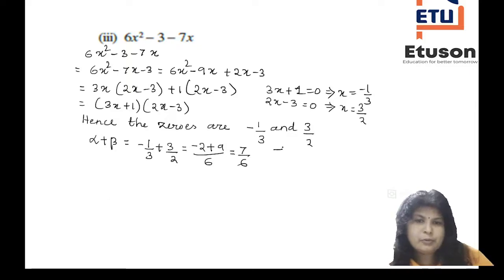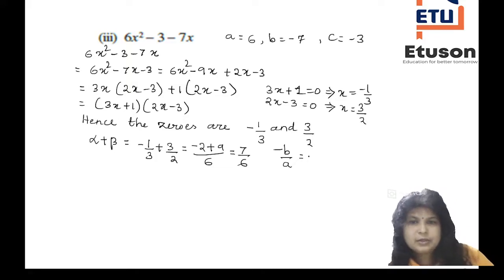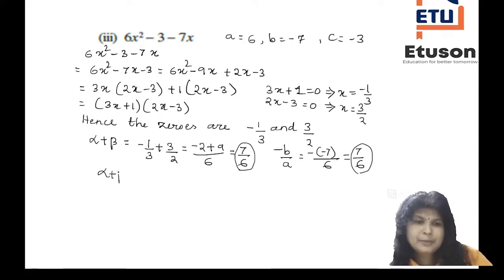What about your minus b divided by a? We have not written that, right? So, let us write it down. Here a is equal to 6, b is equal to minus 7 and c is equal to minus 3. So minus of minus 7 divided by 6, so the answer is 7 divided by 6. So this value and this value are the same. So alpha plus beta is equal to minus b by a. So this relationship is verified.